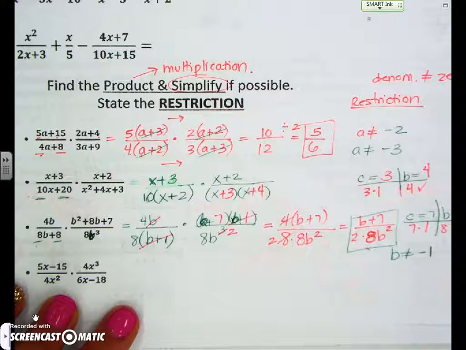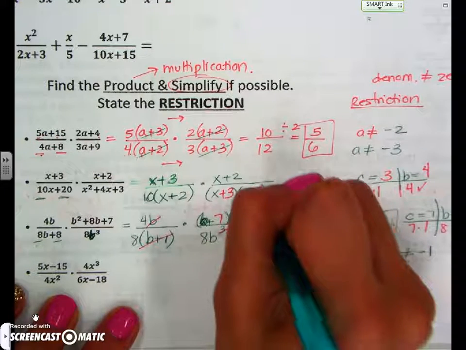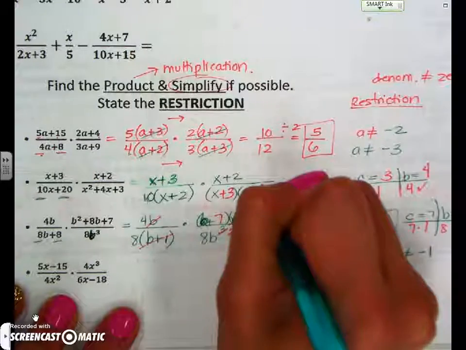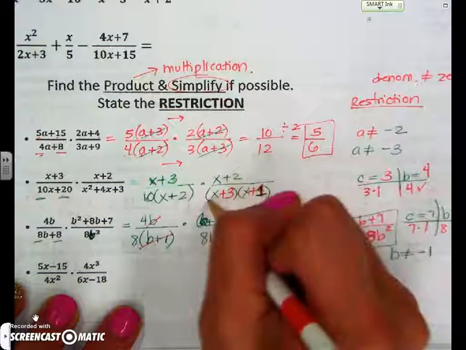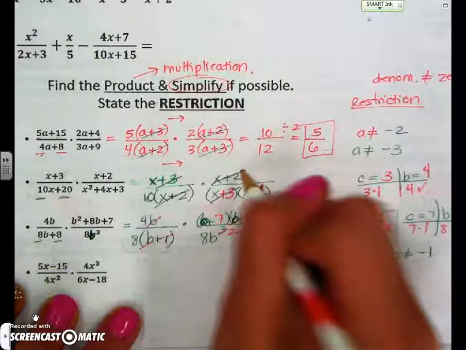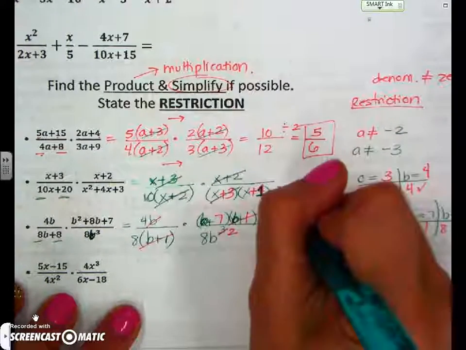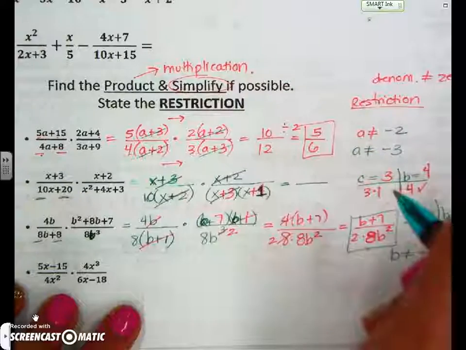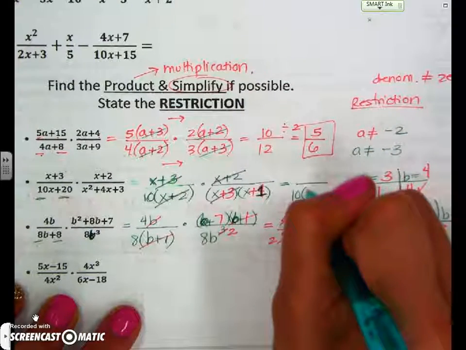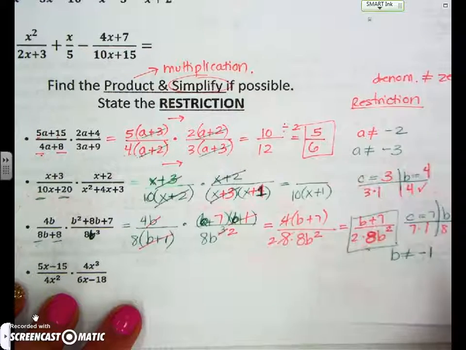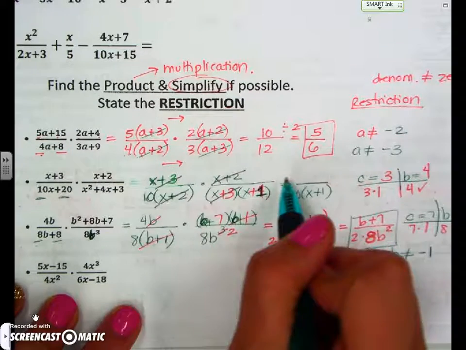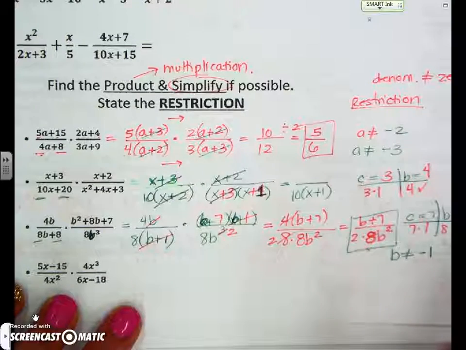What can, oh, plus 1, thank you. What can we eliminate? X plus 3, x plus 2, good. So you're just left with 10, parentheses, x plus 1 in the denominator, and what do we have in the numerator? Everything canceled, right? So it becomes just 1.